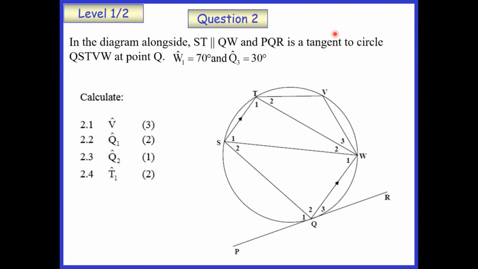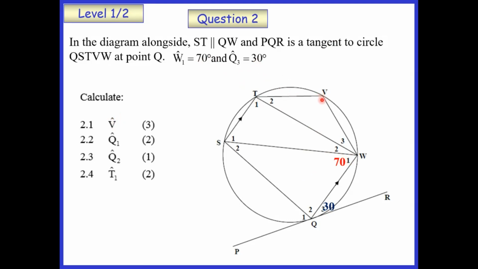Okay. Right. There's our tangent. We wrote it out in the first question. We already know what a tangent does. We've got 3 theorems on the tangent. And it goes on. The first one there is telling us W1 is 70. Let's put that in the diagram. And they tell us Q3 is 30 degrees. Question 1, to find angle V.